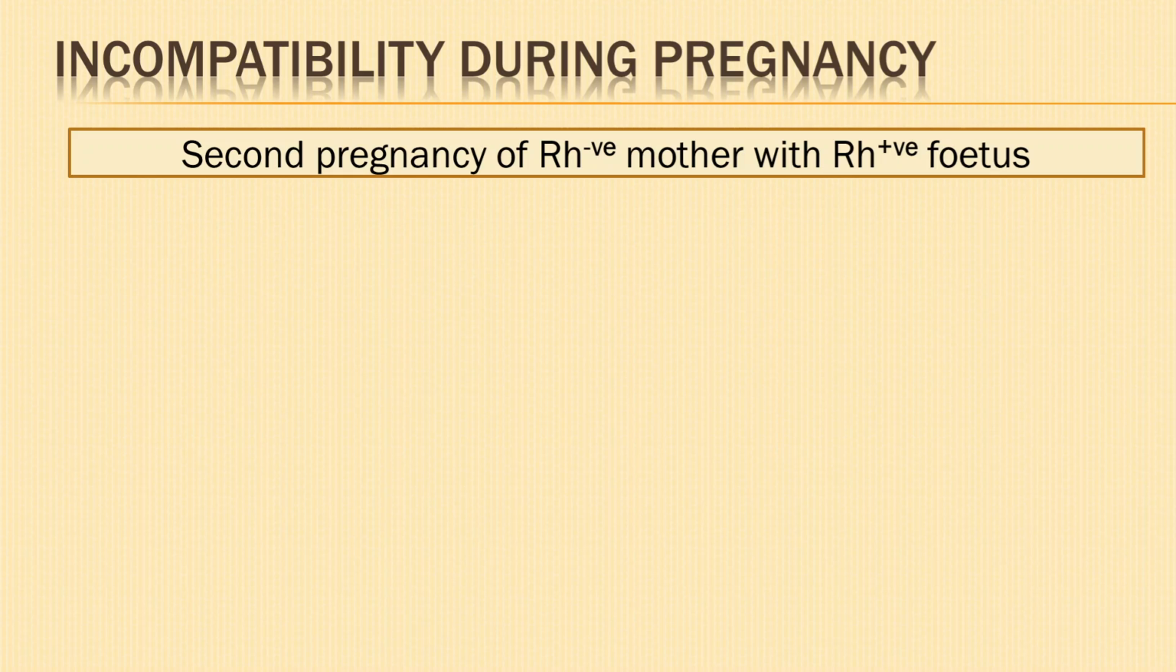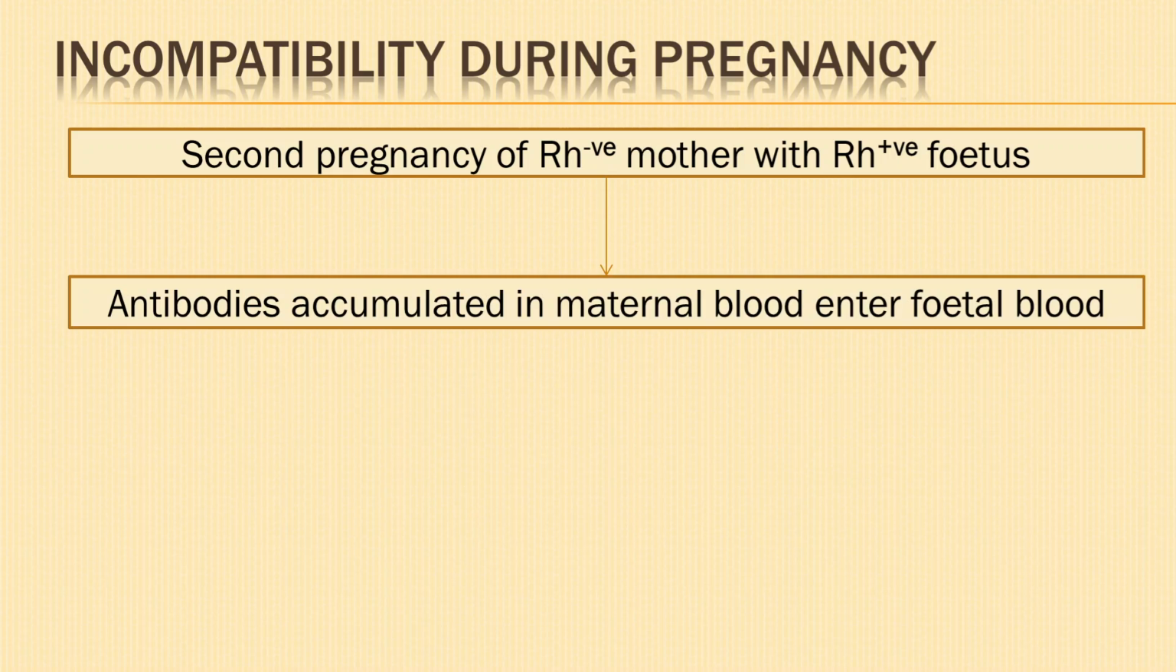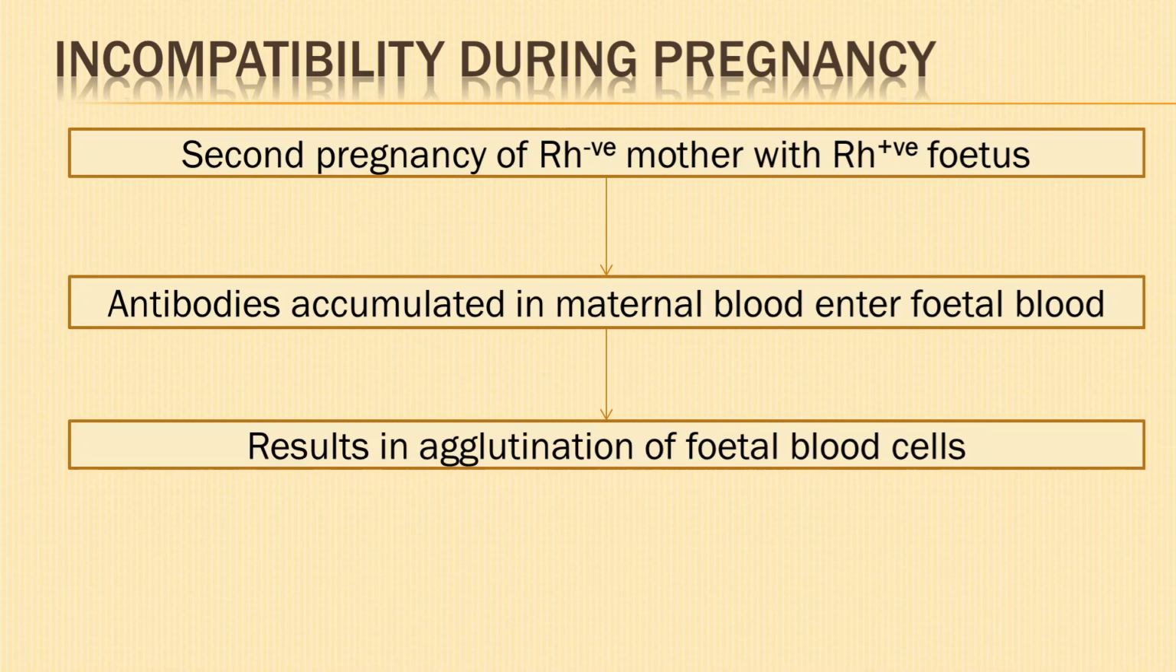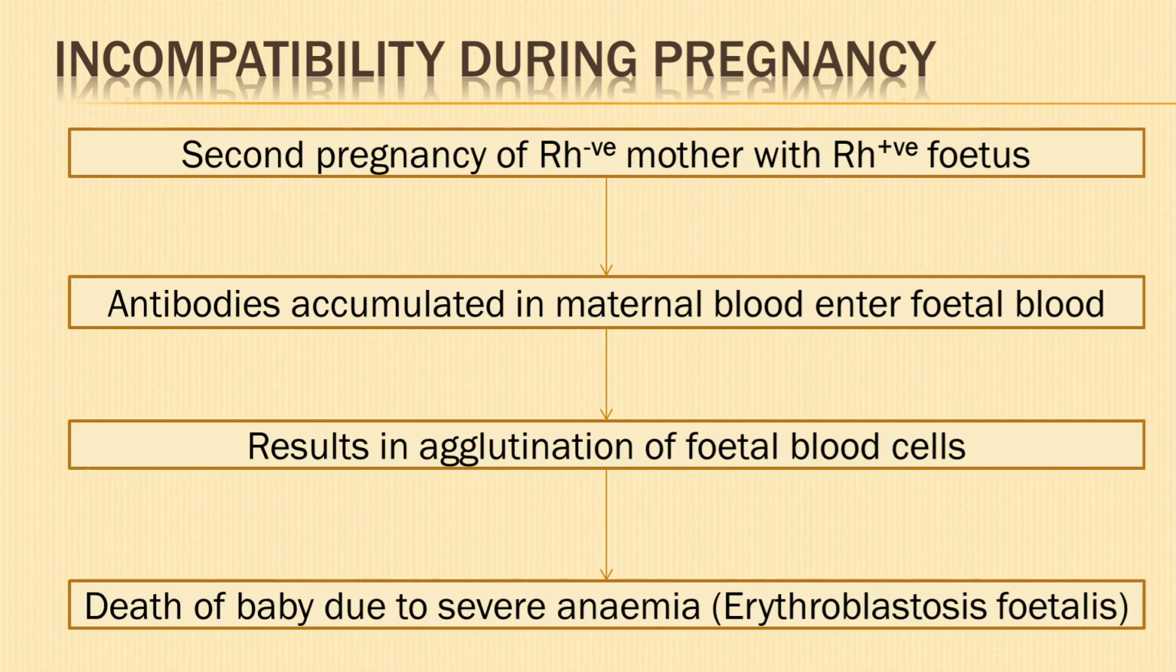The antibodies may start to attack the fetus RBC as a defense mechanism. It results in agglutination of fetal blood cells. Death of baby occurs due to severe anemia and jaundice.